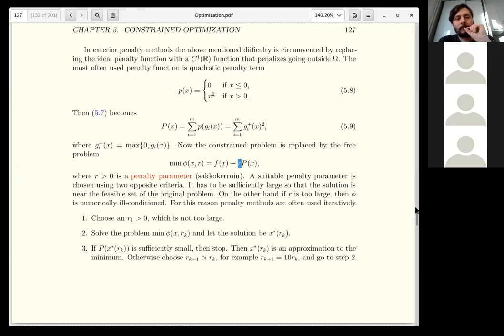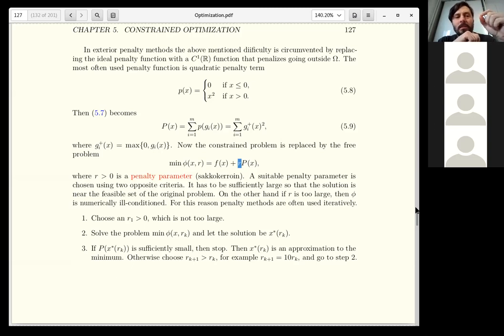So this is a heuristic that we can apply on top of, I mean, this is a wraparound algorithm for any free problem algorithm. So let's say that inside the engine, we are running a Newton method or a quasi-Newton method for minimizing a function. So what we do is we choose a penalty that is not too large.